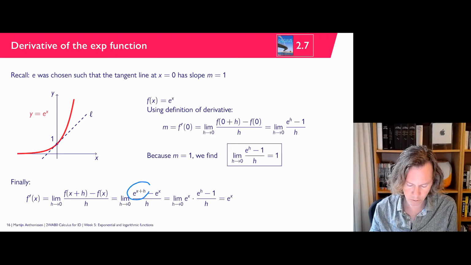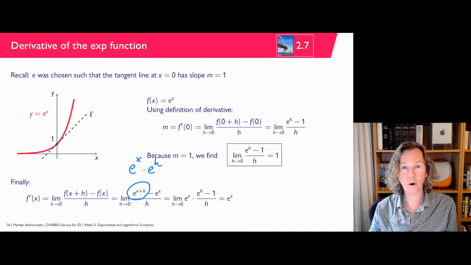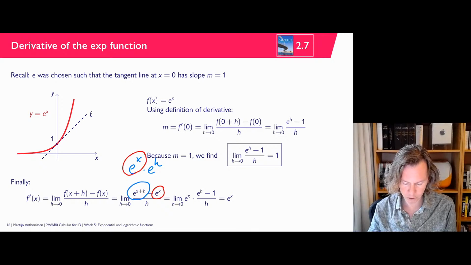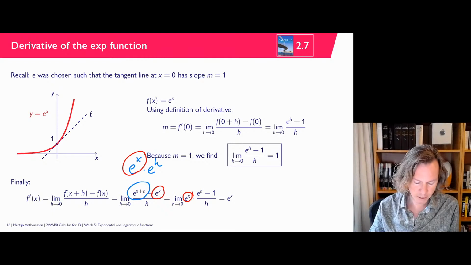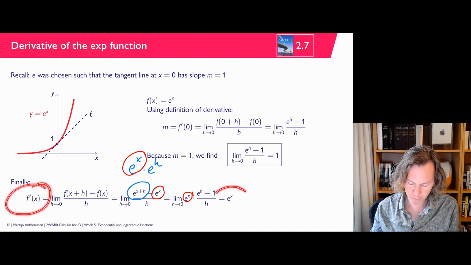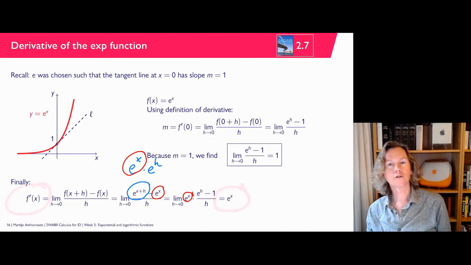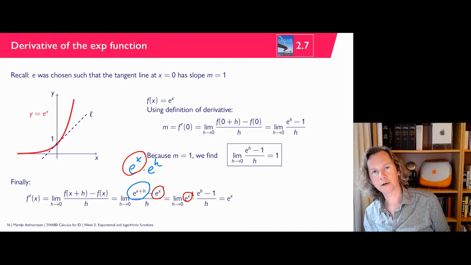Since this here is the same as e to the power x times e to the power h, I can pull out this e to the power x from the numerator and write that in front of the whole thing, and then take the limit, and this limit here equals 1. So what we have found is that f prime x, the first derivative, equals e to the power x. So it's a very special function, e to the power x.